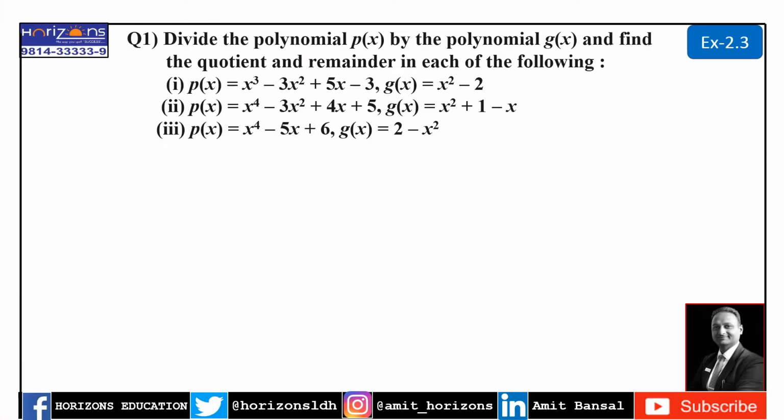So exercise 2.3, question number 1. Divide the polynomial p(x) by the polynomial g(x) and find the quotient and remainder in each case. We are given 3 parts of this question. I'll be doing one of them for you, and since we have already done this in class 9, I'm pretty sure that you would be able to do the rest of them on your own, right? So let's start doing them. I'll be doing part 2 for you.